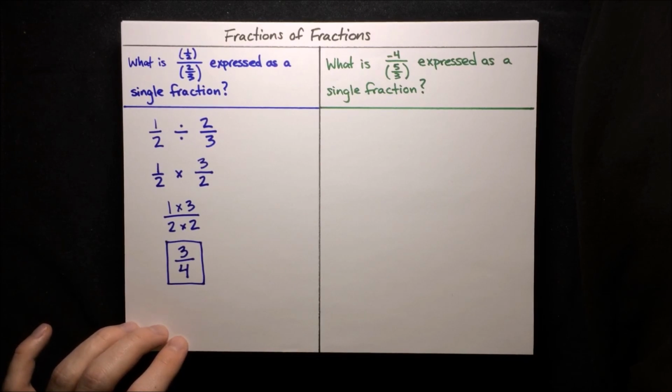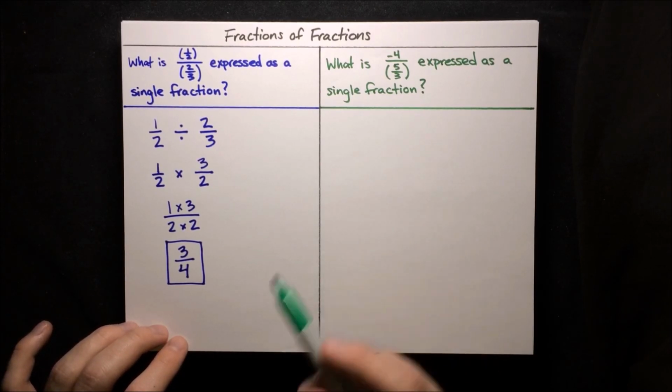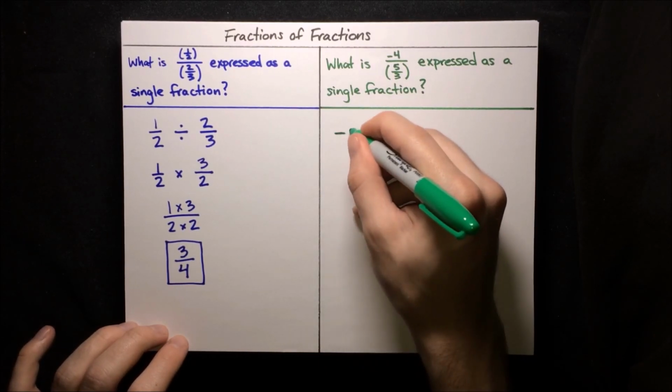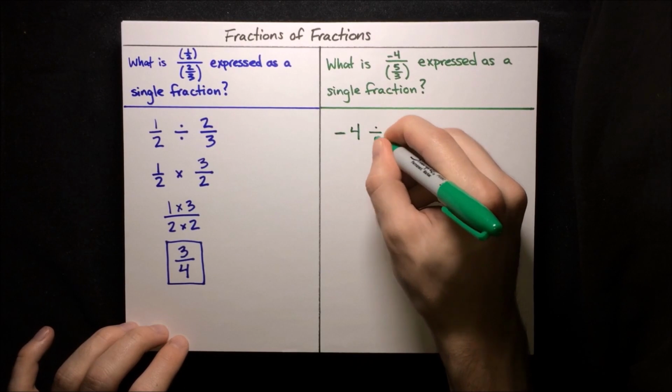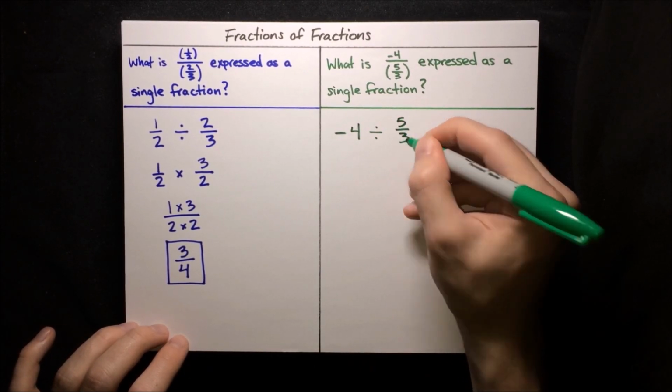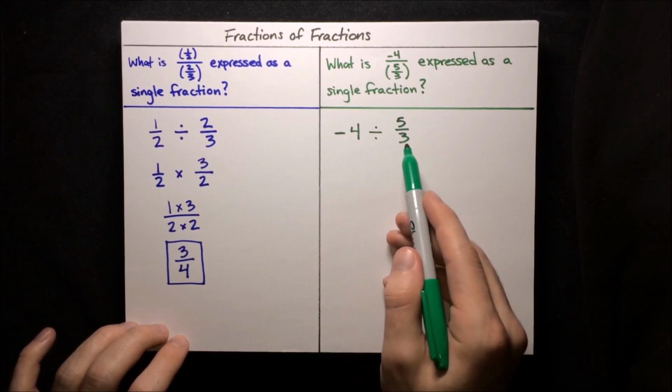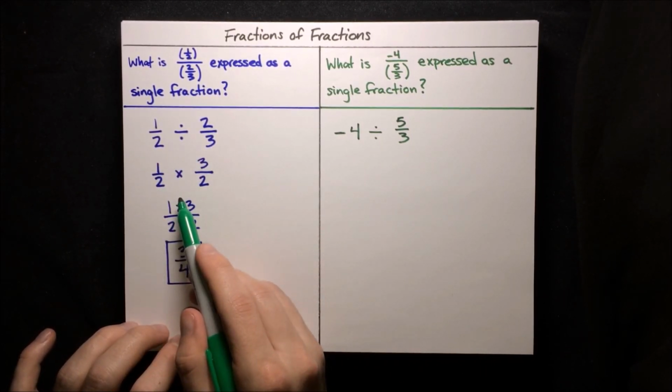Okay, so that wasn't too bad, but how about this next question? What is -4 over 5/3 expressed as a single fraction? This time we've got a negative, and the numerator is an integer rather than a fraction. But it's a lot simpler if we just go ahead and take the same approach that we did before. So we interpret this fraction, -4 over 5/3, as just -4 divided by 5/3. Now you might say, but wait, -4 isn't a fraction, and in order to divide fractions, we need both of them to be fractions, like we had before.